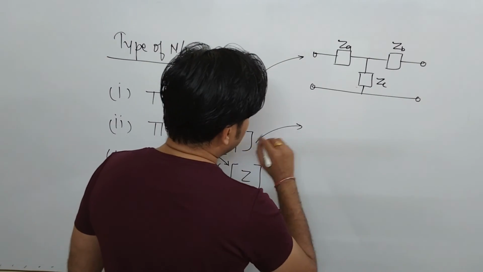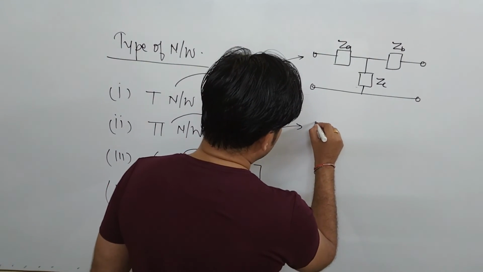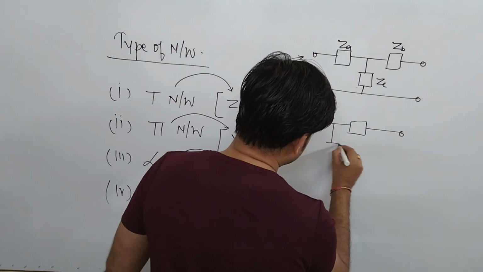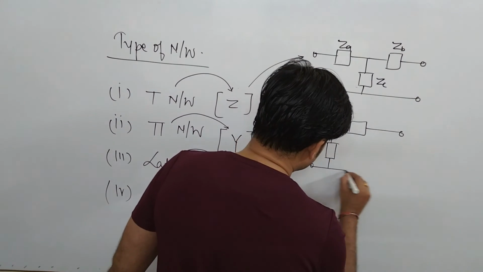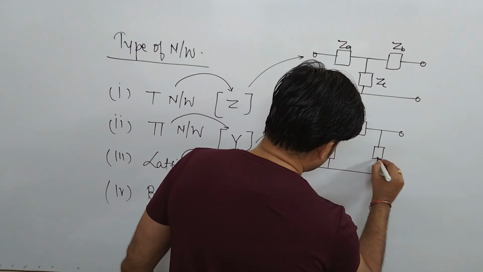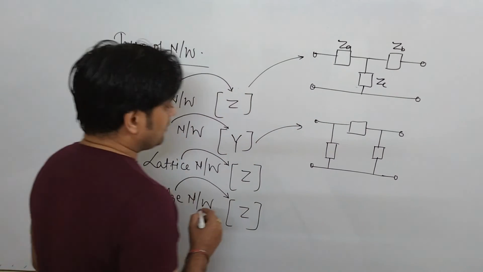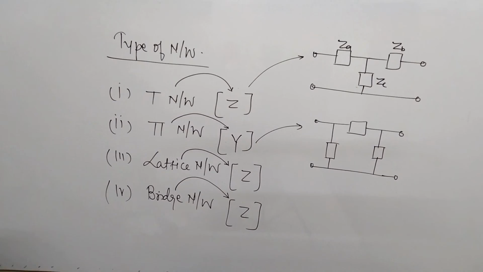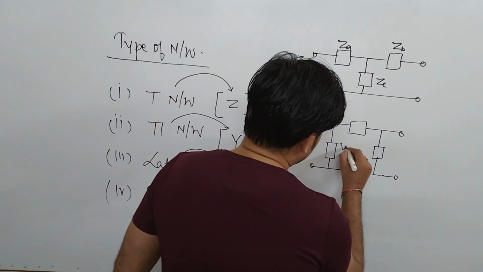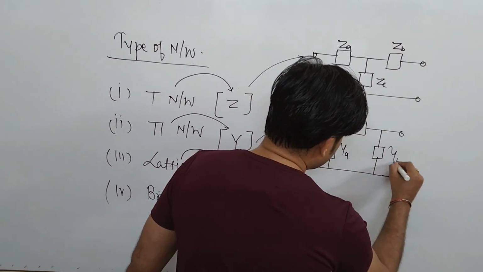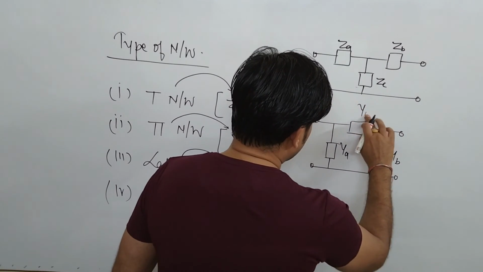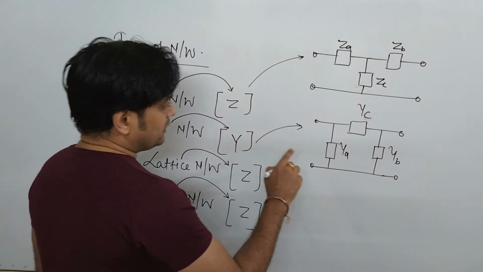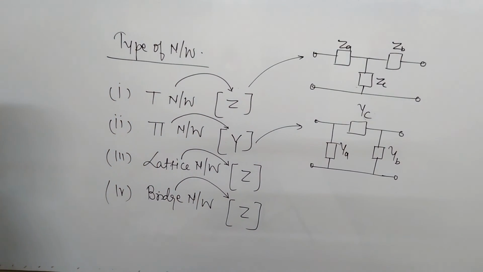If you talk about the pi type of network, it is represented in this form. This is a general representation of a pi type of network. Here the admittances are given as YA, YB and YC. So in this case you have to find Y parameters.